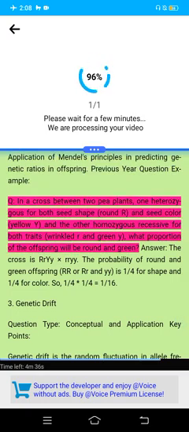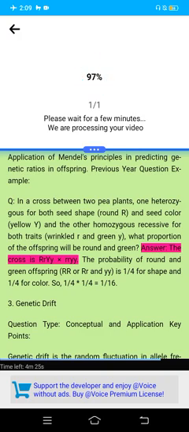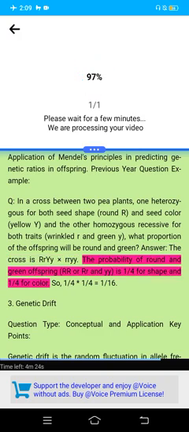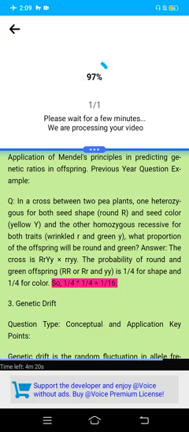Q. In a cross between two pea plants, one heterozygous for both seed shape, round R, and seed color, yellow Y, and the other homozygous recessive for both traits, wrinkled r and green y, what proportion of the offspring will be round and green? Answer. The cross is RrYy times rryy. The probability of round and green offspring, Rr and yy, is 1/4 for shape and 1/4 for color. So, 1/4 times 1/4 equals 1/16.